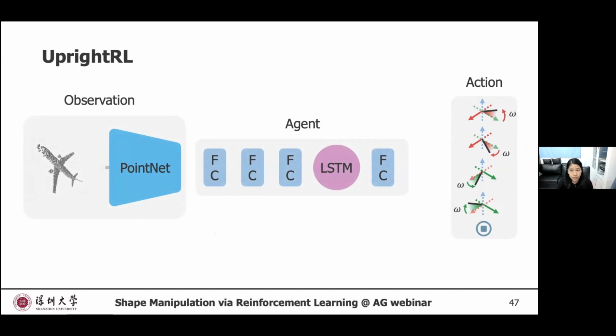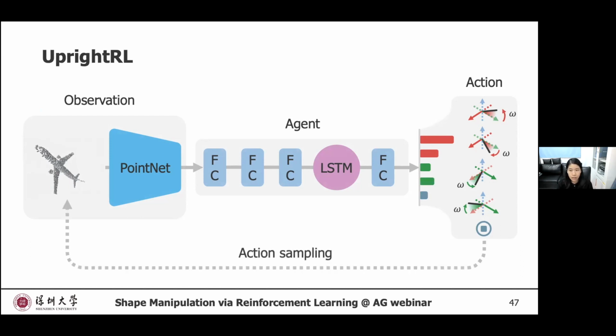In each iteration, we extract the point cloud feature using PointNet. Then the agent will output the probability of those 5 actions. And one action is sampled and applied to the input point cloud to get the updated state. The updated point cloud will be the input of the next step, and the iteration will stop if the stop action is sampled or the maximum number of steps is reached.